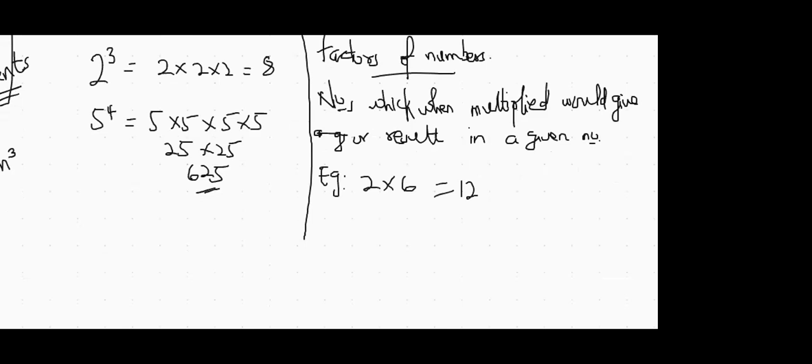So 2 and 6 are factors of 12. Please, do we get it? Yes. So any two numbers that when multiplied would give you a particular number are called the factors of that number. Is that very okay with us? Please, if you don't understand this, a word problem would demand you to use it, and it will marvel you how we are going to apply the word problem here.